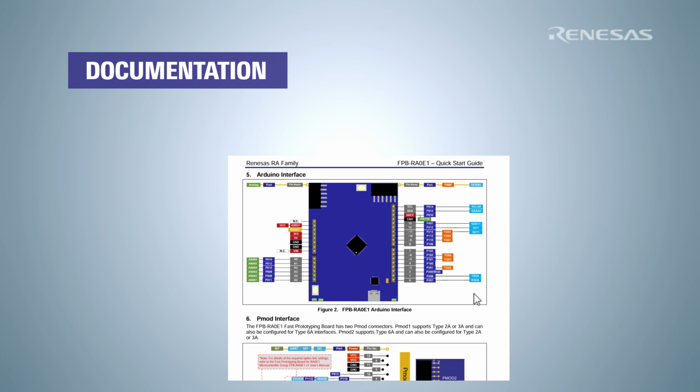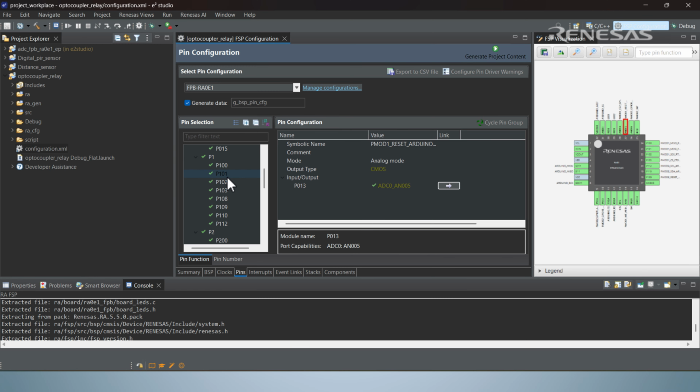I am using D6 of Arduino interface to control optocoupler relay. According to this quick start guide document, D6 is connected to P102. Open FSP configuration file and click on Pin tab. Here expand P1. Now select P102 and change its mode to GPIO output mode.